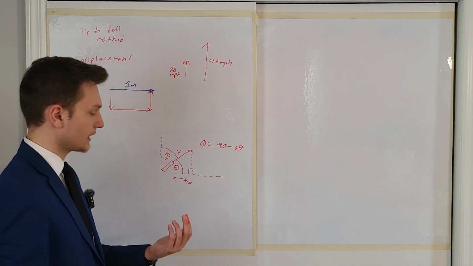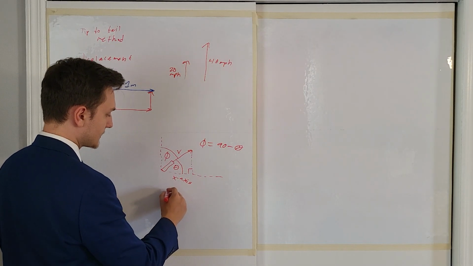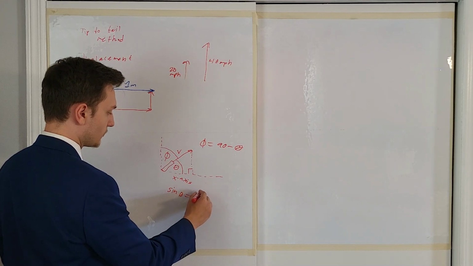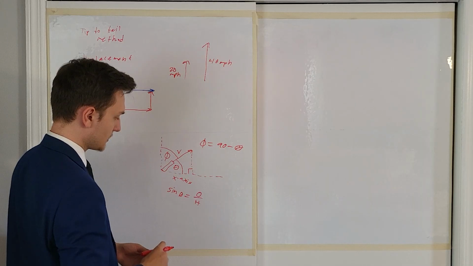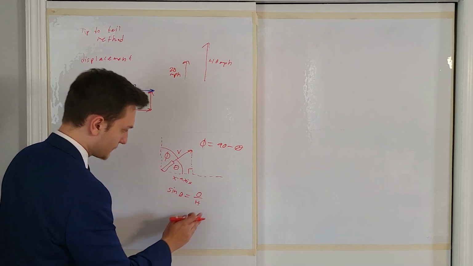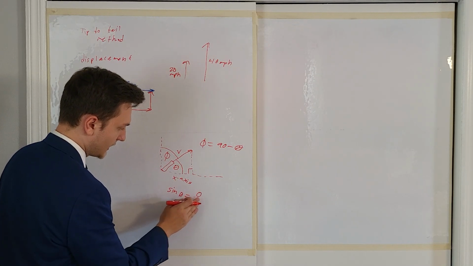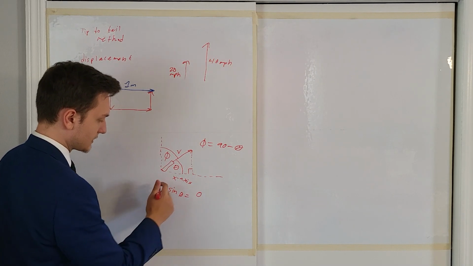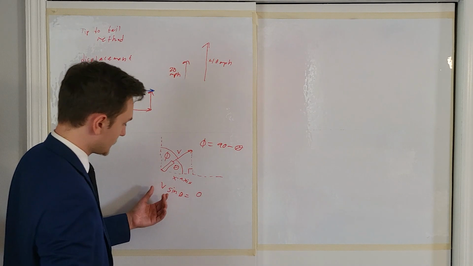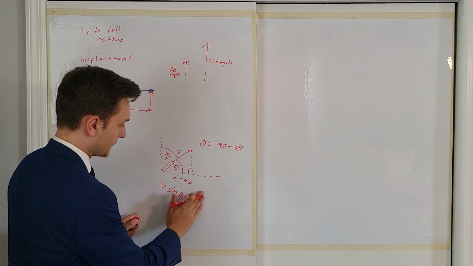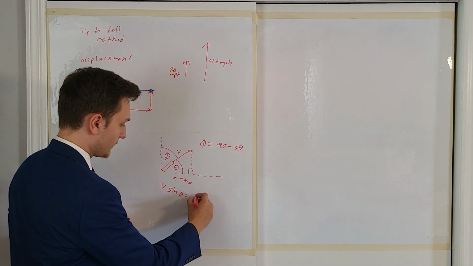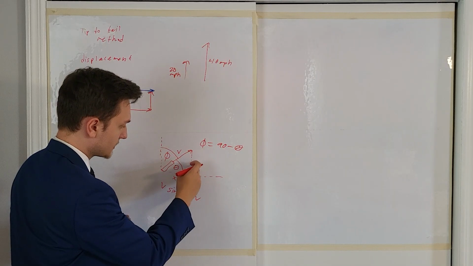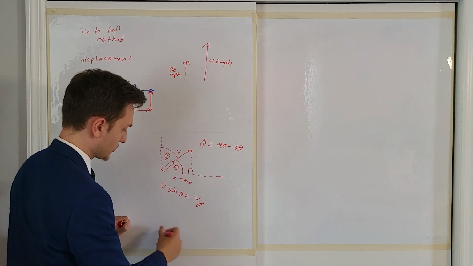That means I'm going to use trigonometry. Remember that sine theta equals opposite over hypotenuse. So if I want to find the length of my opposite side, I've got to multiply by my hypotenuse. In this case, I'm given my hypotenuse. It's my velocity vector. So my velocity vector times sine of theta is going to equal the component of my velocity vector in the y direction.